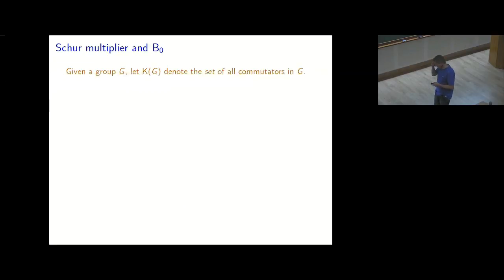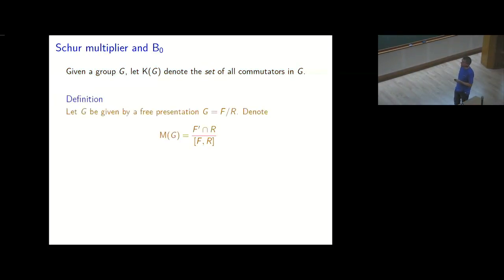Okay. Before I proceed, I wanted to recall some other facts. I want to recall something which is called the Schur multiplier. There are two posters outside, so you probably already know what the Schur multiplier is. I'm also defining something which is called B naught, whatever that stands for. And first of all, I use this notation throughout my presentation: K(G) is the set of all commutators in G, not the commutator subgroup, but the set of commutators. Okay. And now suppose that you have, so this is the definition.